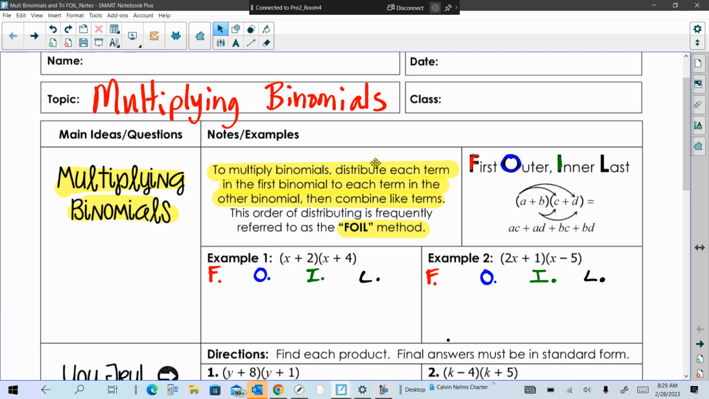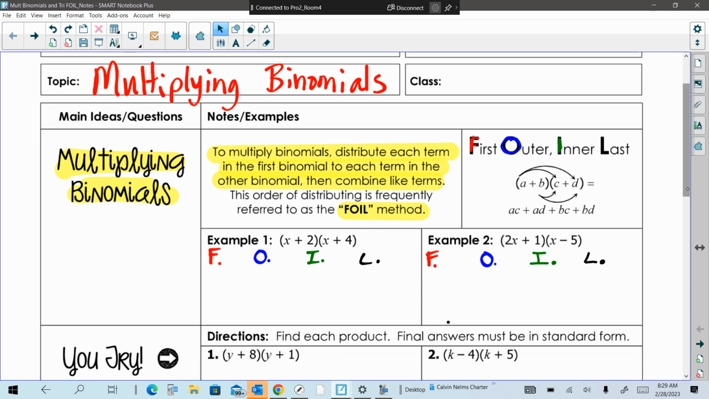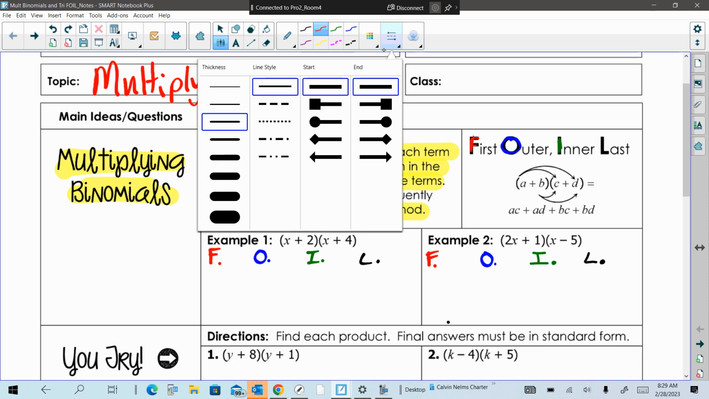All right, so the way this works, binomials are two terms, okay? We know it's going to be a binomial. We should see parentheses to indicate the multiplication. The way, and I'm just going to model this, okay? The way this works is by using the FOIL method.